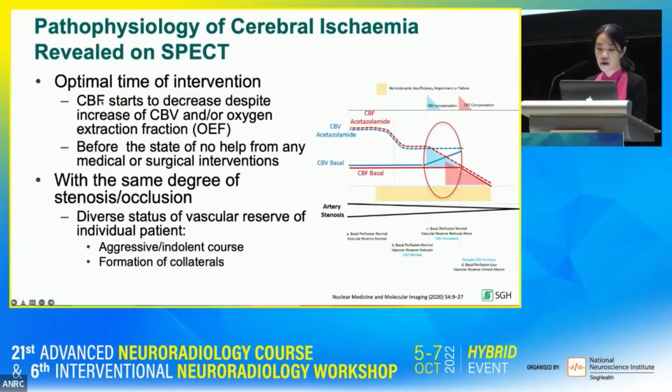They propose that the optimal time for intervention is when the CBF starts to decrease despite the increase of CBV and/or the oxygen extraction fraction, the OEF, basically before the state of no help from any medical or surgical interventions. With the same degree of stenosis or occlusion, there can be a diverse status of vascular reserve in individual patients. Some will have an aggressive course, whereas others will have an indolent course, depending on the formation of collaterals.